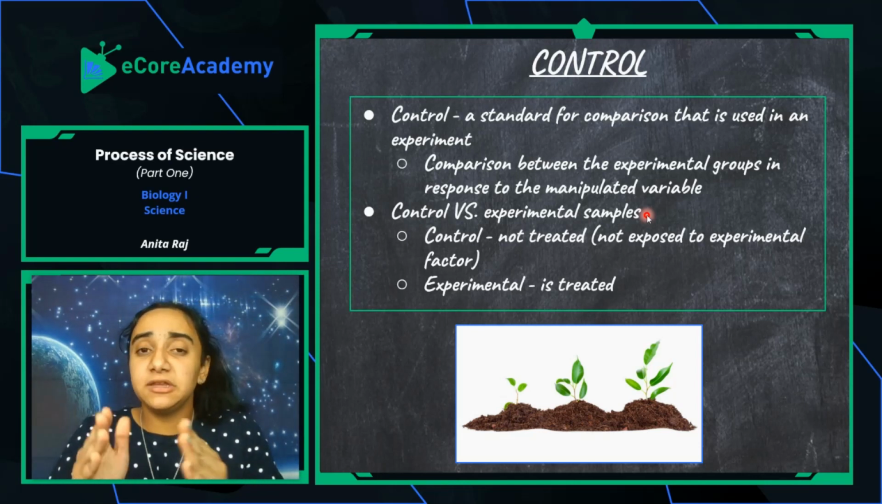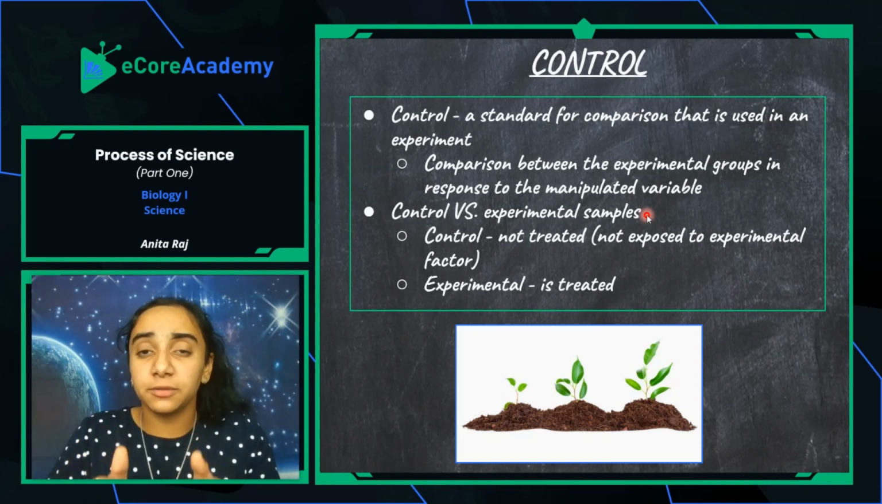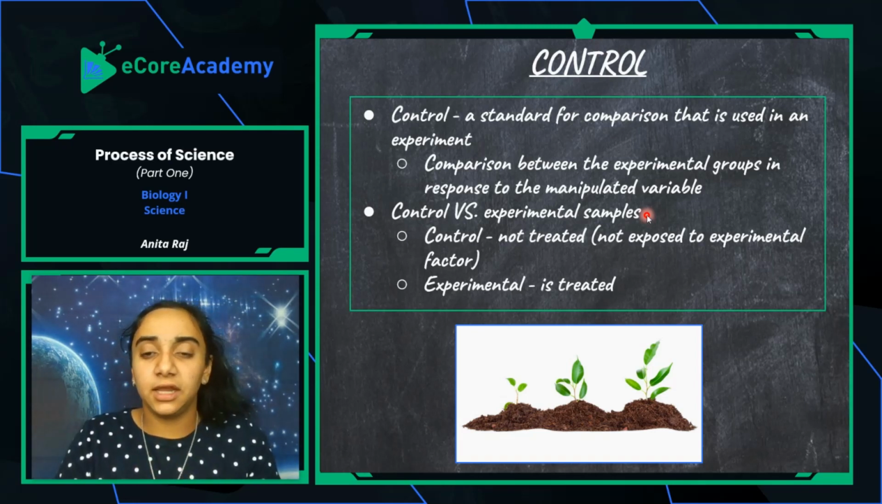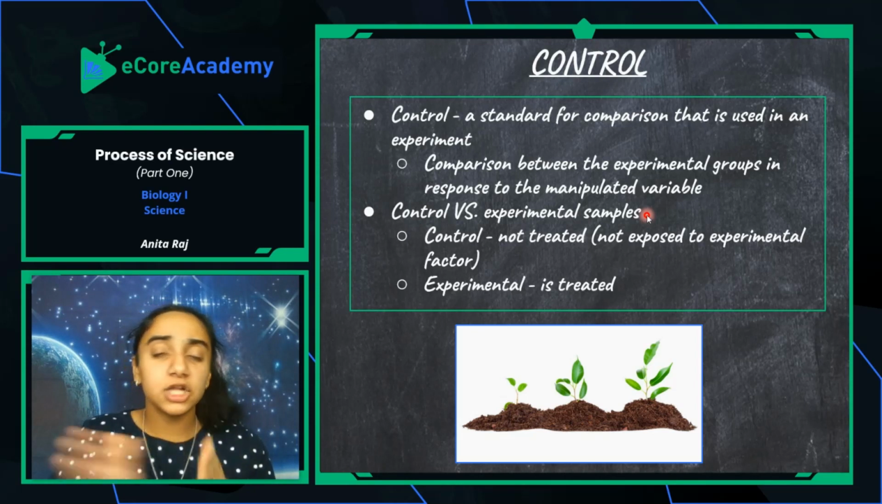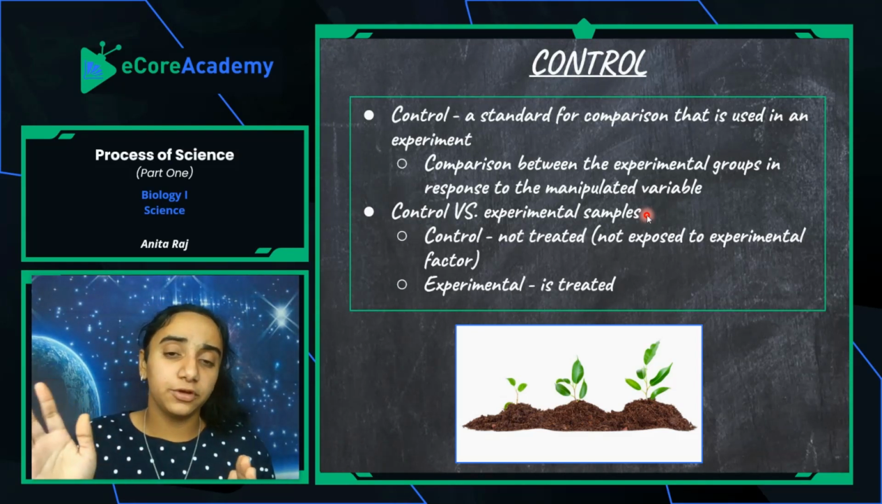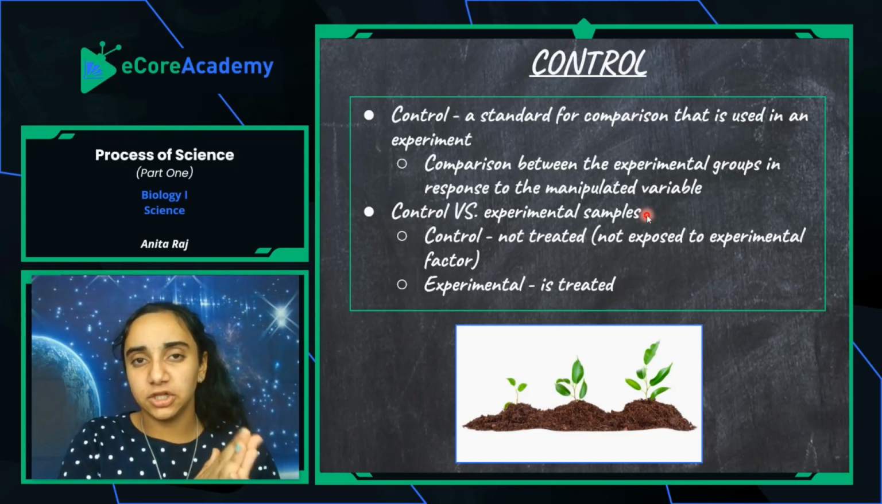This patient is being used as a standard of comparison, is not being given that cure or that medicine. So the control is not treated with the experimental factor, not treated with that medicine or whatever it is, and the experimental group is being treated with that medicine or however you want to think of it.